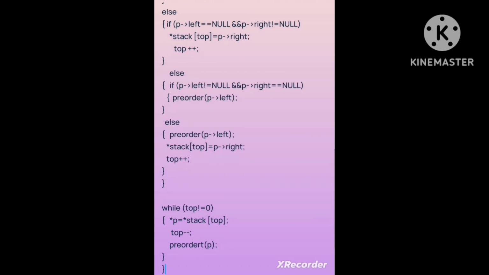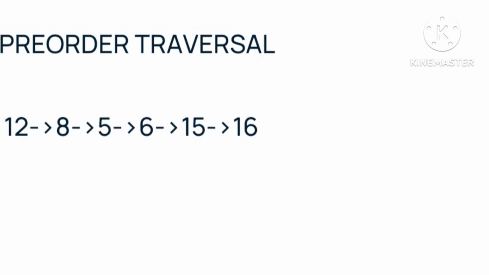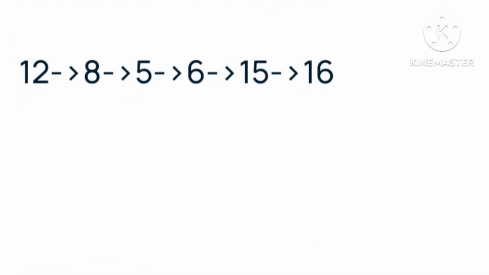And at last we have to pop the value from the stack for traversing the right subtree in the pre-order traversal of the binary tree. This program will run after creating the binary tree. So here is the output of the pre-order traversal of the binary tree.